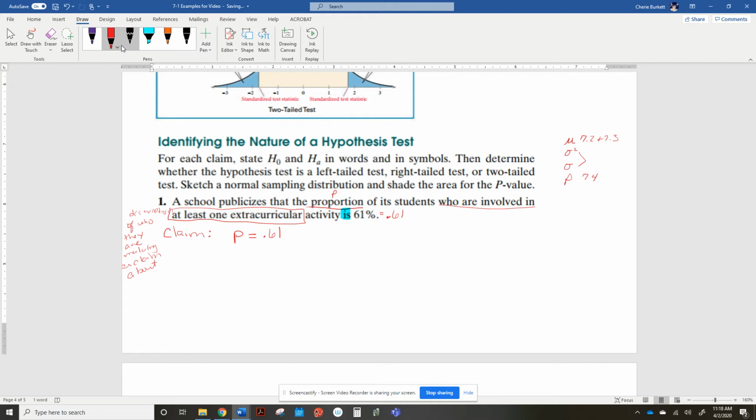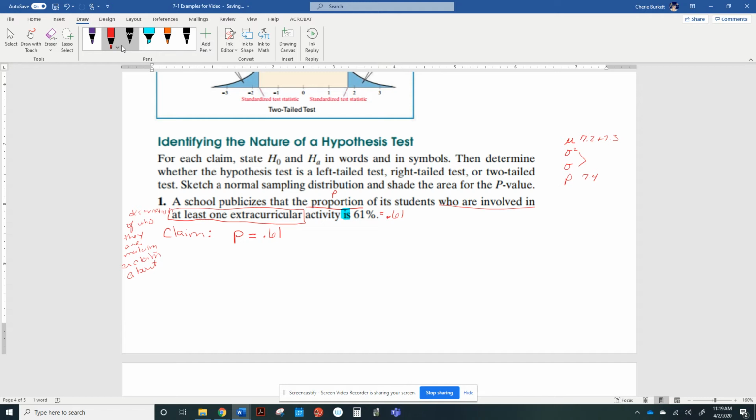Now, listen, if this confused you, I completely understand and totally get it. You just have to practice. When you see those words, don't automatically think, oh, that's going to be my symbol. You have to make sure you're reading it in the context of the situation. This time, at least was not mathematical, it was a description. We are describing the people that we're talking about. So we've got P for proportion, equals for is, 0.61 for 61%. That's our claim. We summed that whole sentence up to being P is equal to 0.61.